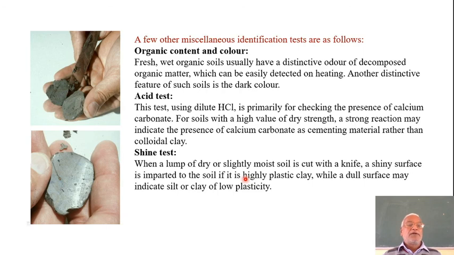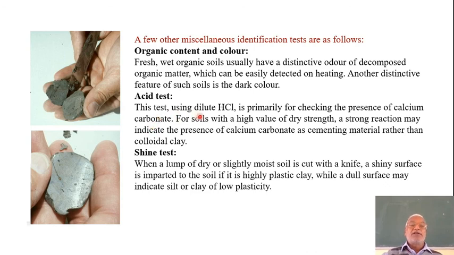Okay, so a few more tests are there. A few more miscellaneous identification tests are as follows. Organic content and odor, if you want to know. A fresh wet organic soil usually has a distinctive odor of decomposed organic matter, which can be easily detected on heating. So when you heat, there will be an objectionable smell if it is organic soil, right? Another distinctive feature of the soil is its dark color. If it is organic soil, it will have a dark color.